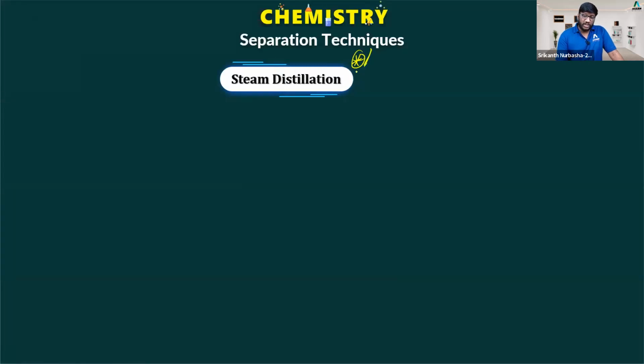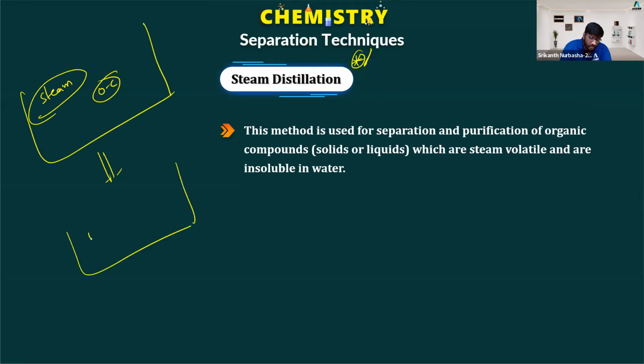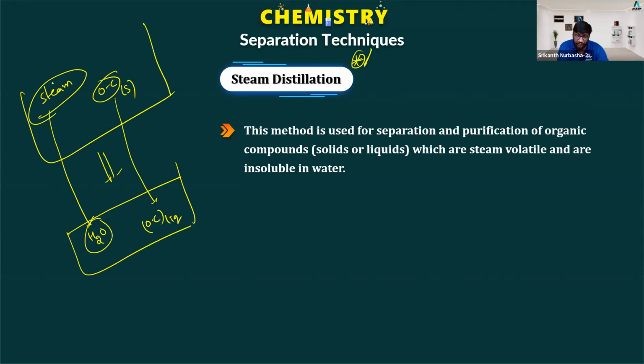Then you have steam distillation. Steam distillation means what? The method is used for separation and purification of organic compounds which are steam volatile and are insoluble in water. In the steam, the organic compound should be volatile. Whenever I decrease the temperature, steam will be condensed to H2O. The organic compound in the solid state will convert to liquid. The organic compound should be volatile in steam and should not be soluble in water.